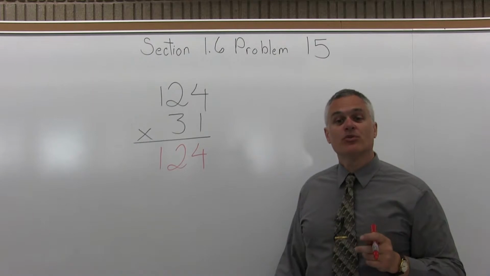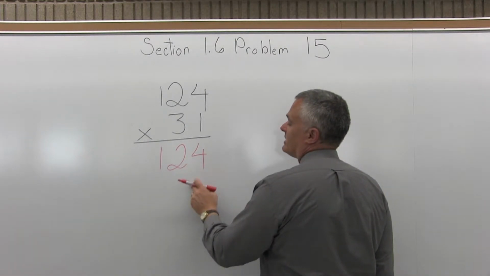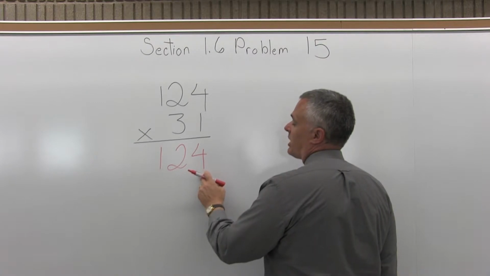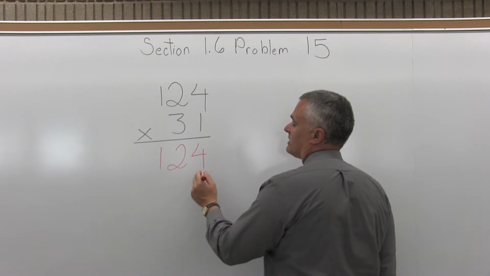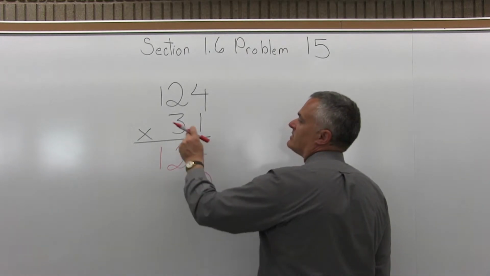Now I'm going to multiply 3 times 124. Now as I start doing that, I have to remember that my answers cannot go to the rightmost spot. I either have to move over one spot to the left or fill in the rightmost spot with a 0. Now I can start to multiply.